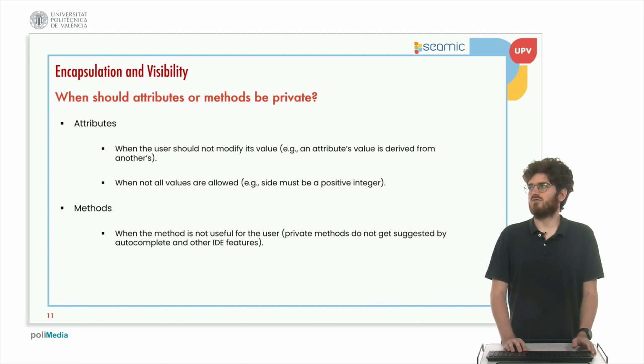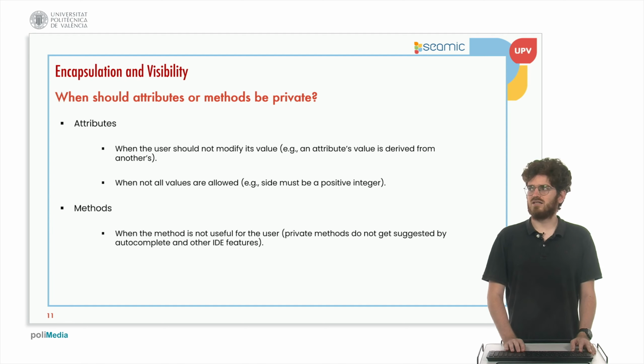And of course, attributes should be private when not all values are allowed, so for example, when the side must be positive or the color must be a real color, for example, red, pink, black. For methods, we mostly hide methods when the method is not really useful to the user. So for example, the init method has no use apart from being a constructor, so we hide it. And we can also create private methods that are not useful outside the class. So for example, a method to double a value or square a value, which is not useful outside the class, but can be useful inside to compute the perimeter or the area, etc.